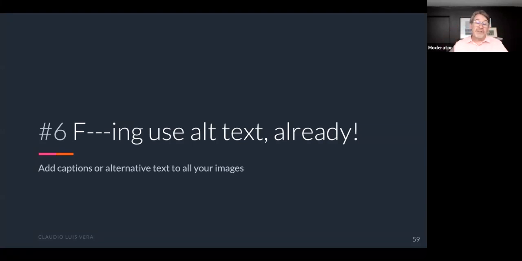And yes, please, use alt text already. If you have an image, add a description to it. Don't use the automatically generated ones because those are just awful. The same thing goes with captions on your videos. Just make sure the stuff is accessible. And this is not that hard to do, people.